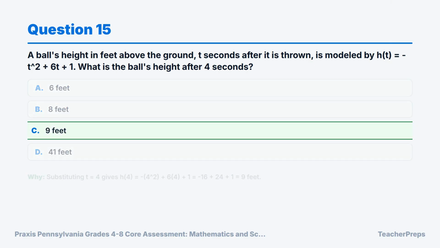The correct answer is C, 9 feet. Substituting t equals 4 gives h(4) equals negative 4 squared plus 6(4) plus 1, which is equal to negative 16 plus 24 plus 1, equal to 9 feet.